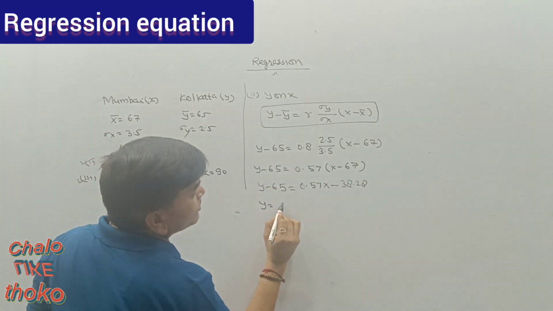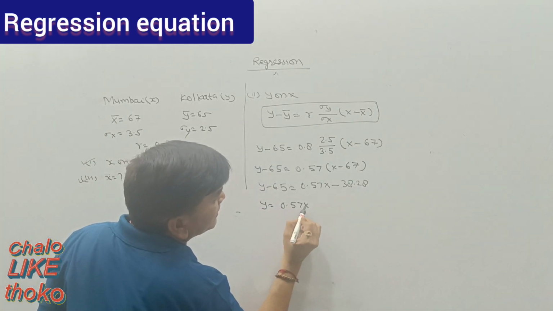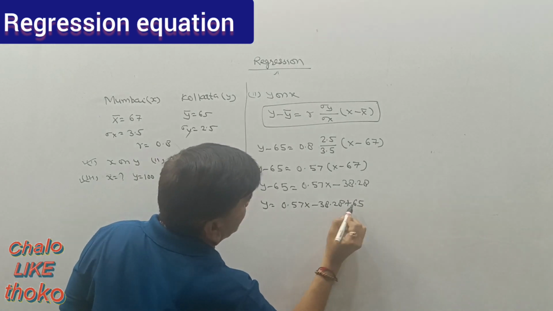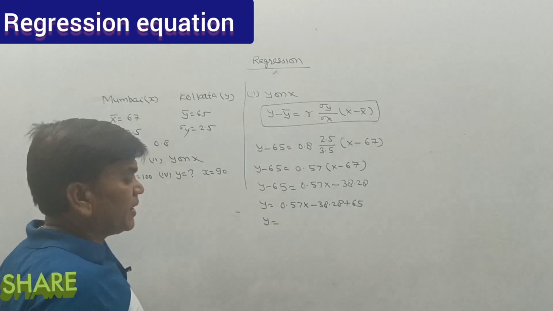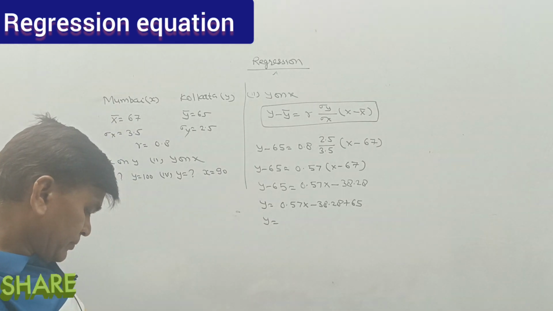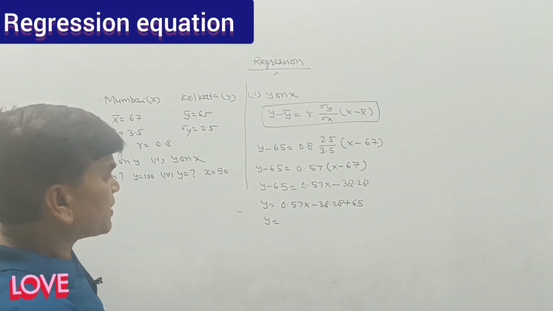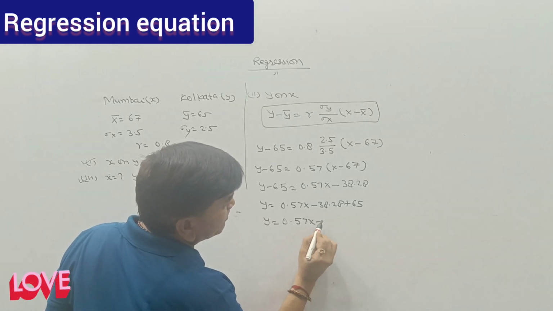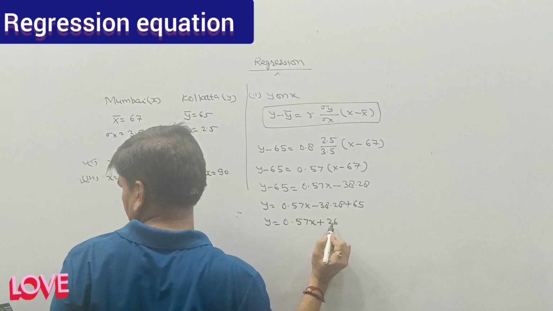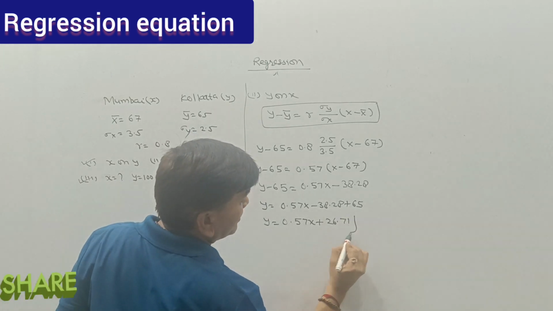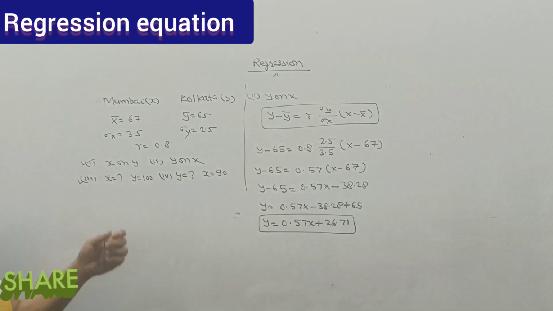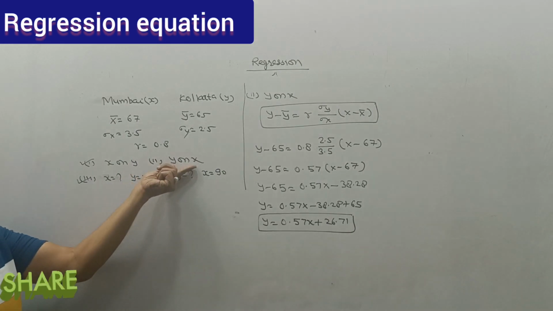So y is equal to 0.57x minus 38.28 plus 65. So y on x will be 26.71. So the y on x equation will be 0.57x plus 26.71. This will be our y on x equation, as we were asked for the y on x equation.